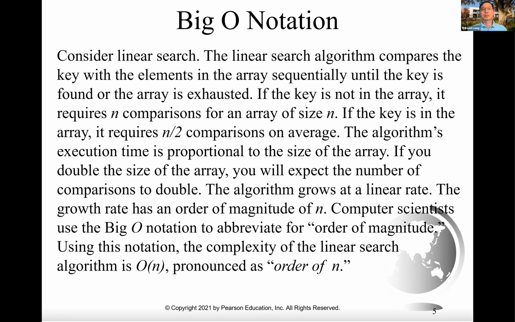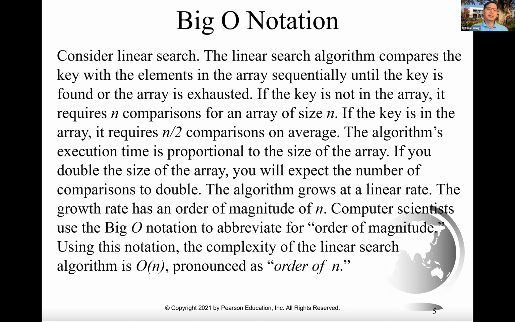So let's first look at the linear search. The linear search algorithm compares a key with all the elements in a list. In the worst case, if the key is not in the list, you're going to spend n times to compare, supposing the list size is n. So that's the n size.